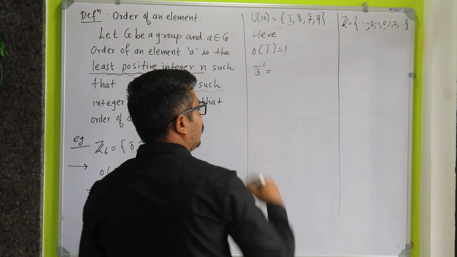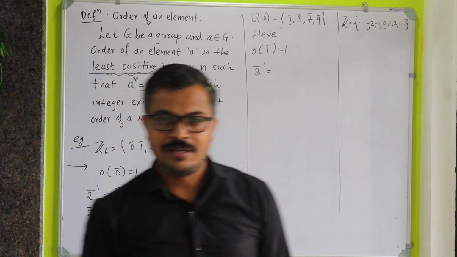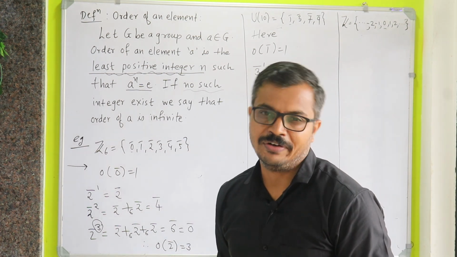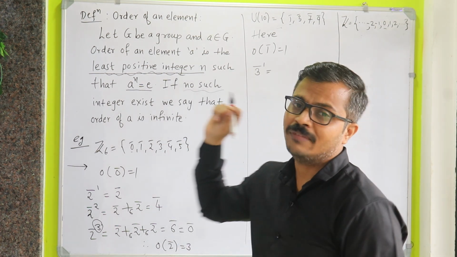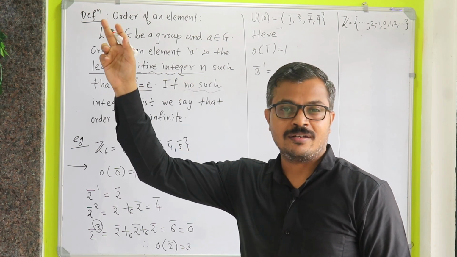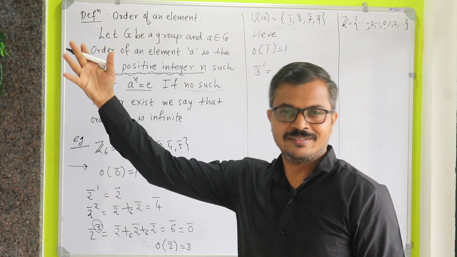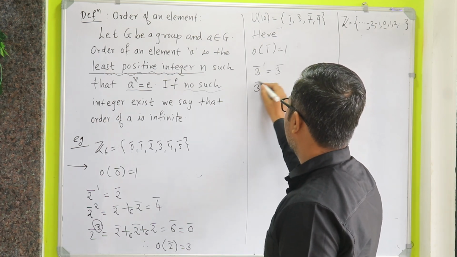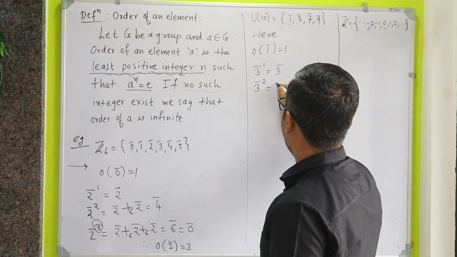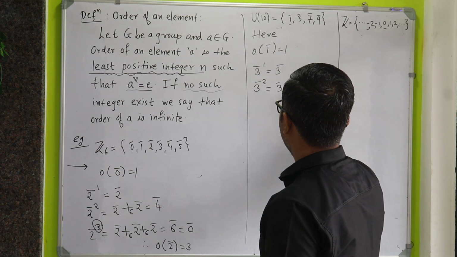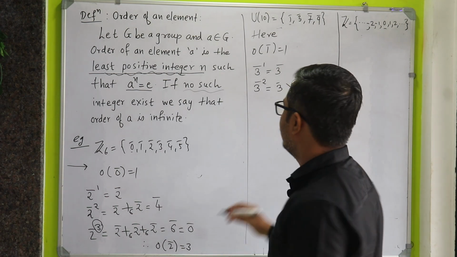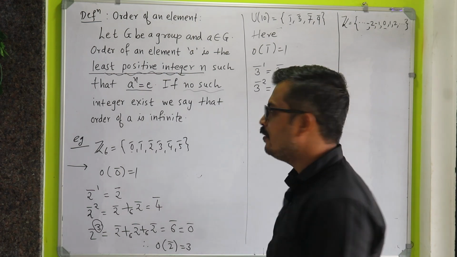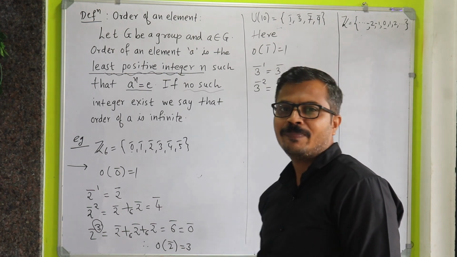So we'll start with 3 bar raised to 1, and we will see when we get the identity element on the right hand side. But note, the identity element of U10 is 1 bar. So on the right hand side we should get 1 bar. So 3 bar raised to 1 is actually 3 bar. 3 bar raised to 2 will be 3 bar multiplication modulo 10, 3 bar, and that is nothing but 9 bar, which is not 1 bar, right? So now we will move towards the next power of 3 bar.